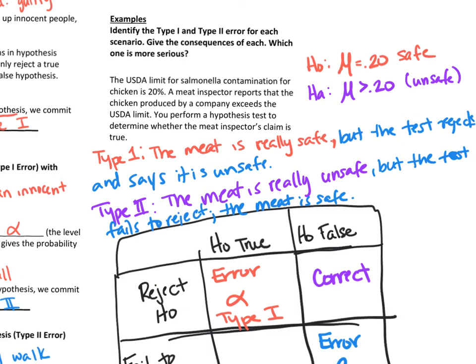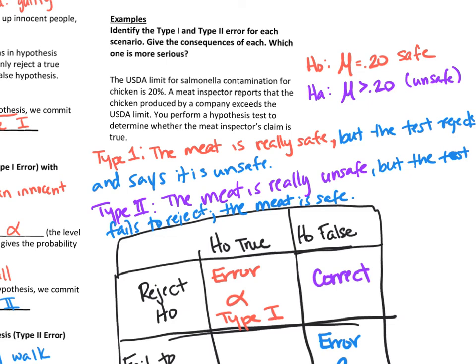So we put this meat on the shelf and people start buying it, they eat it, they get salmonella poisoning, they start dying. Right? Who takes on the risk now? Well, the consumer takes on the risk. And this is a type 2 error, beta. A type 2 error is known as the consumer's risk.